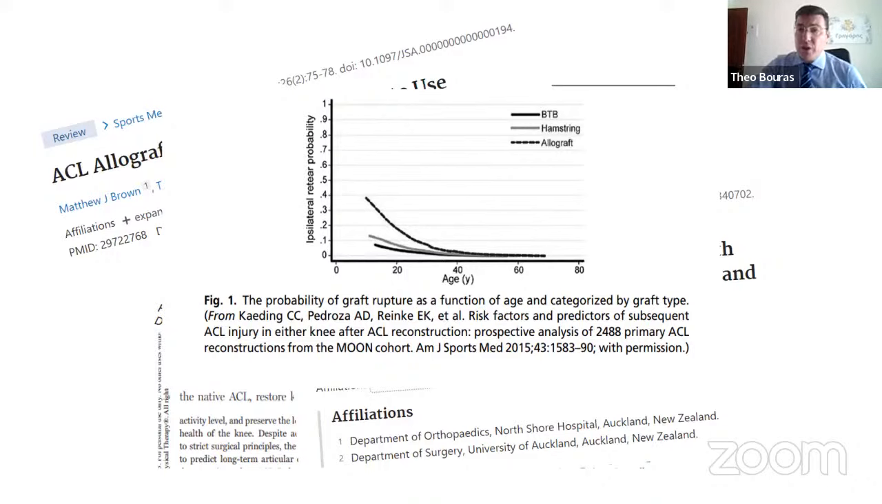However, when it comes to younger patients, the failure rate is increasing rapidly, and we can see that in this study from 2015 in the American Journal of Sports Medicine. The difference is very, very significant.